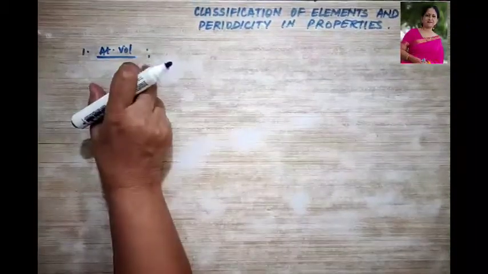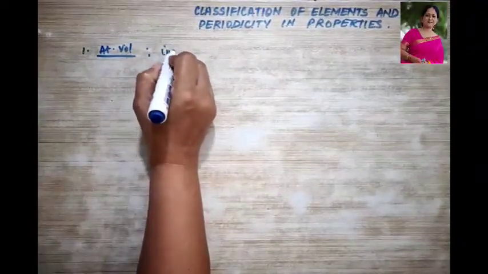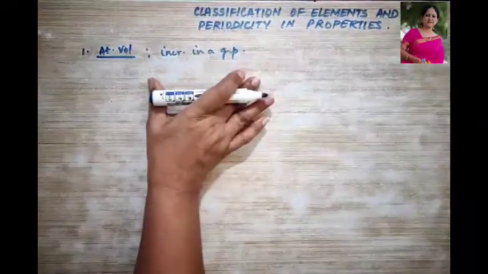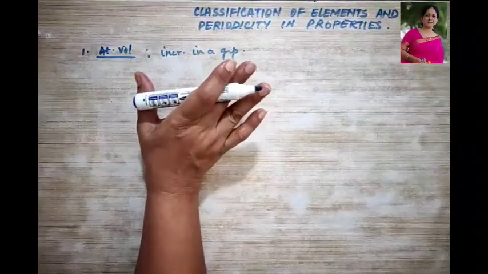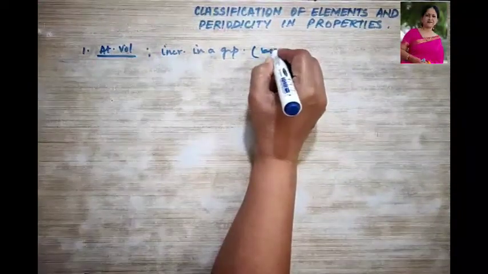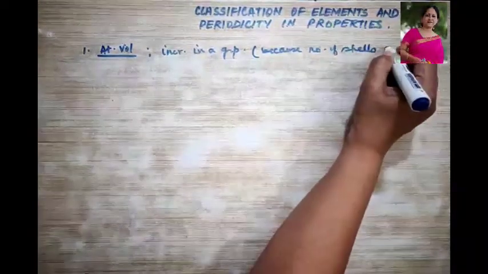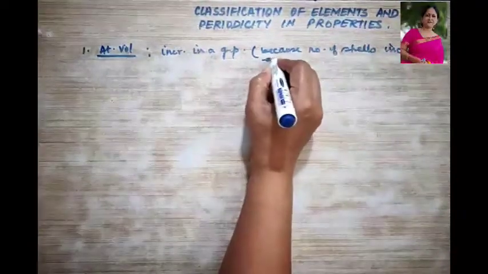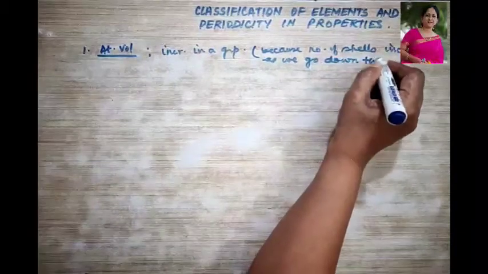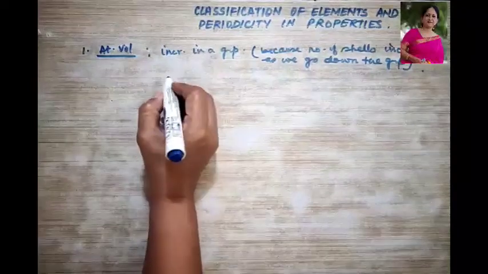So atomic volume always increases in a group from top to bottom. Okay, increases in a group. Now why does it increase in a group? Because the number of shells increases as we go down the group. Clear?